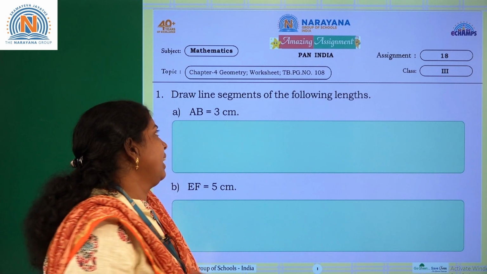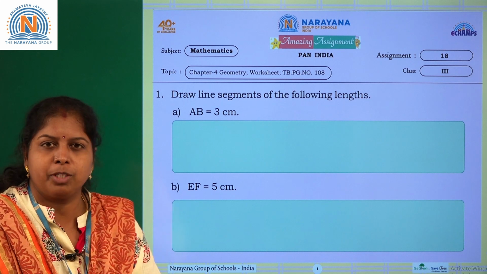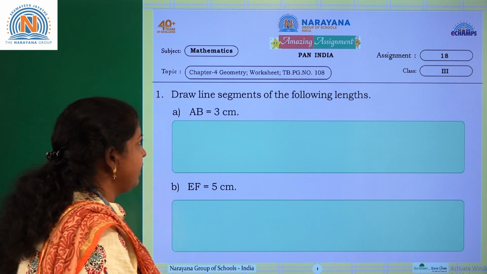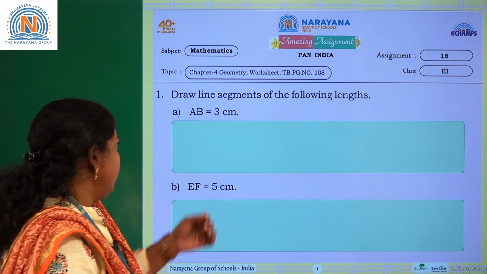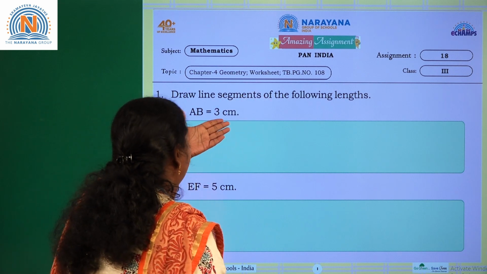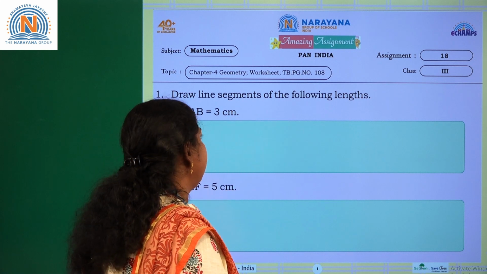Our today's amazing assignment is based on the concept geometry and from this worksheet, textbook page number 108. Okay, let us start our first question. Draw line segments of the following lengths.